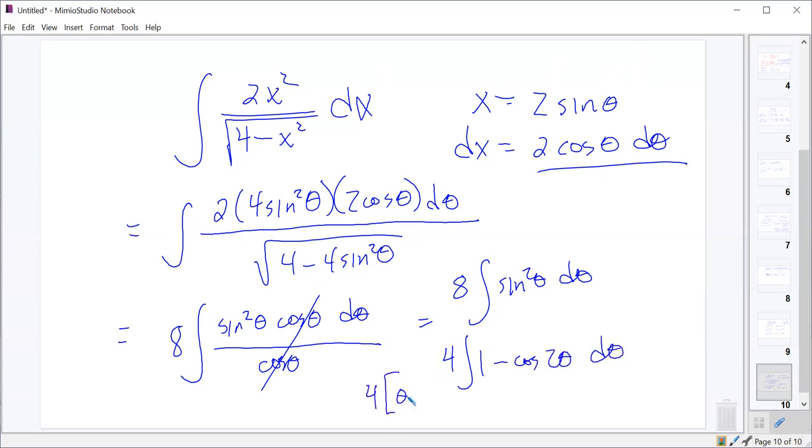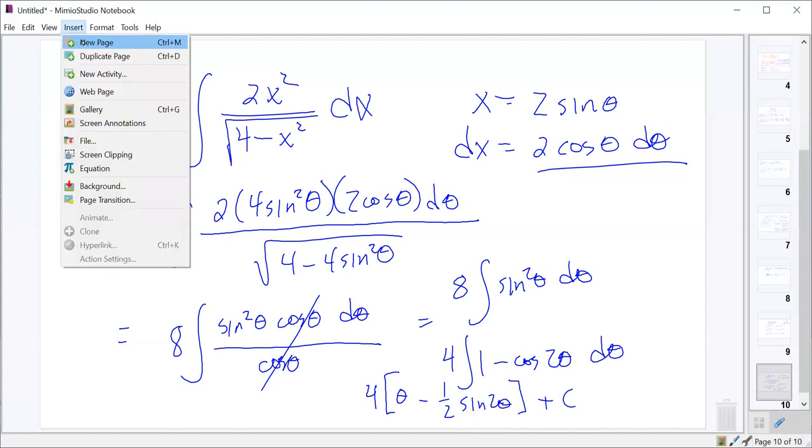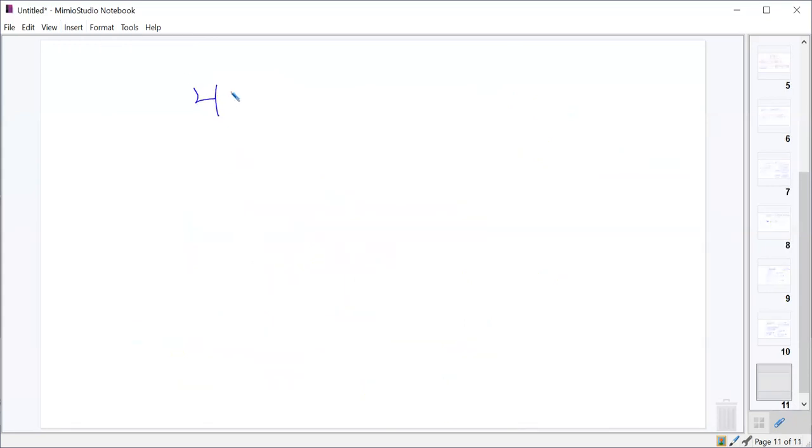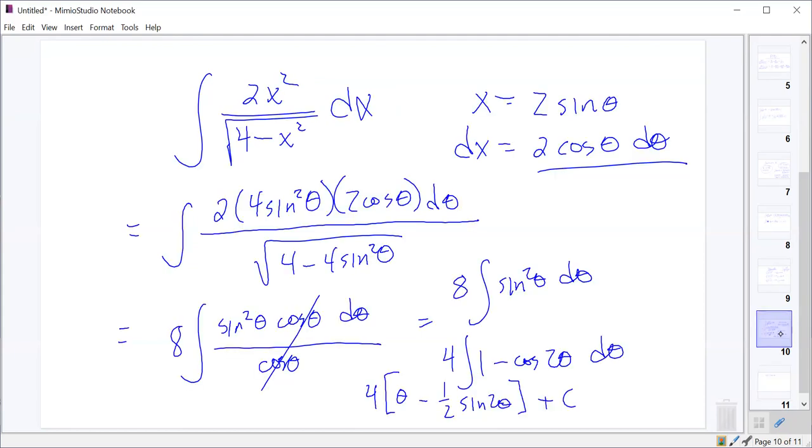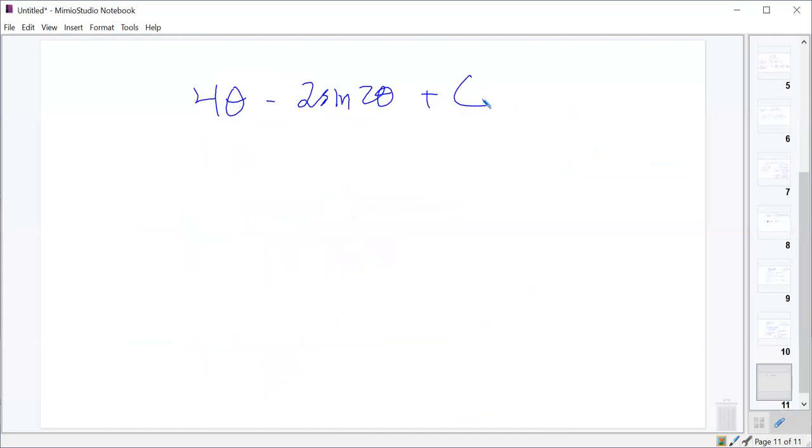4 times theta. And then minus, and then this is just the u sub, right? Theta minus 1/2 sine 2 theta, plus our constant. And we'll recognize that that is not the final answer we want. I'm going to write it out here as 4 theta minus 2 sine 2 theta, just for a second here. What we need to do with this, don't forget my plus C, is we need to go back and figure out what theta is and what sine of 2 theta is.